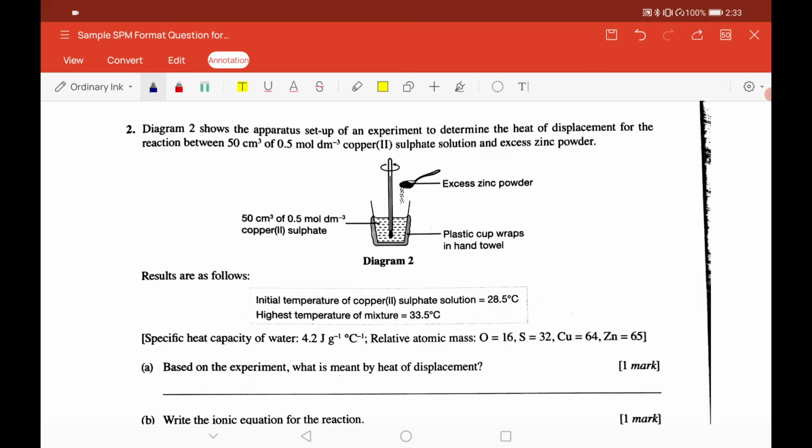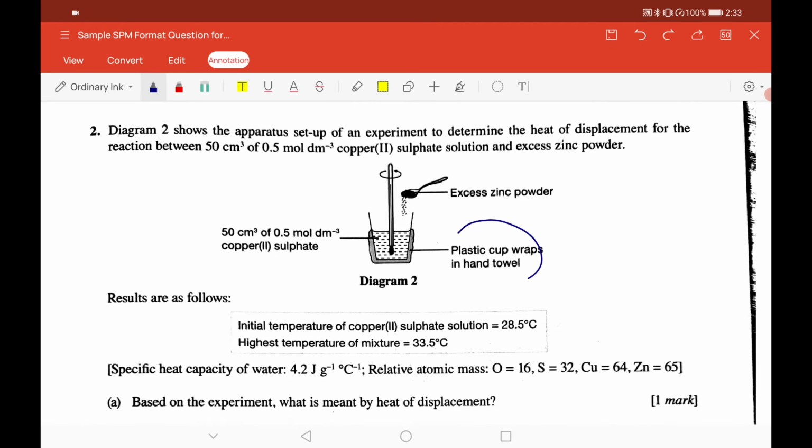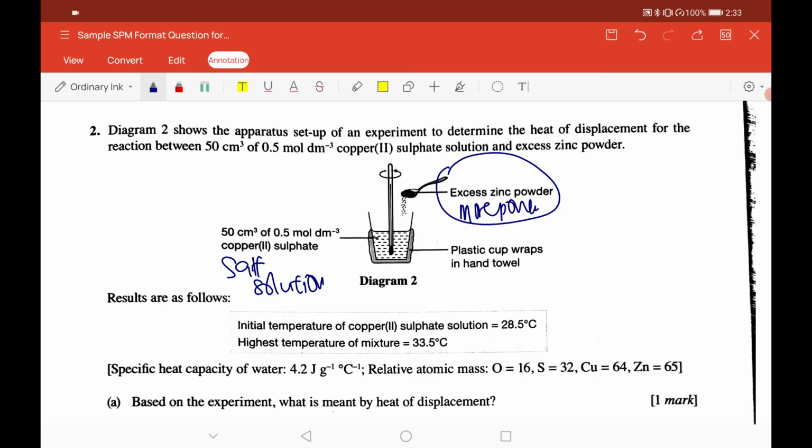Alright, so Diagram 2 shows the apparatus setup to determine the heat of displacement. So you see, we want to get the heat of displacement. As you can see, we have a plastic cup. Inside the plastic cup we have copper(II) sulfate, which is the salt solution, and then we also put the zinc powder, which is the more powerful gangster. Alright, so let's do this question together.